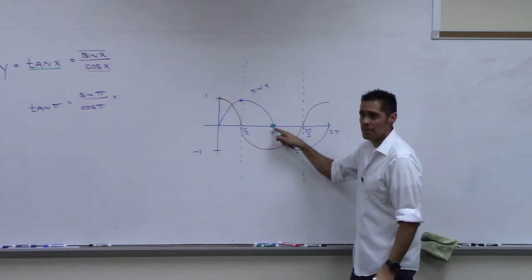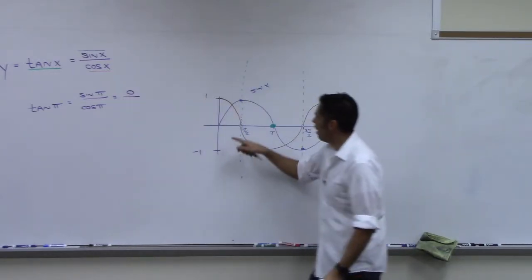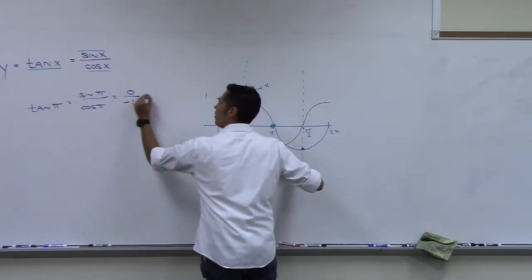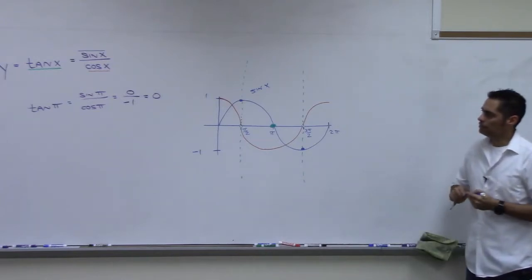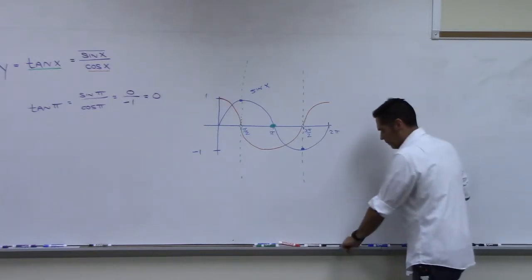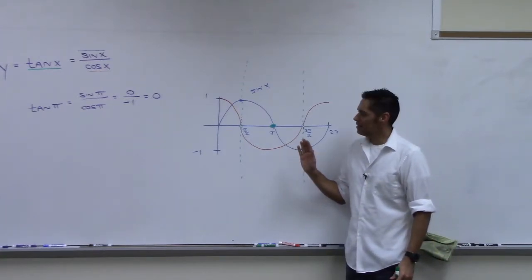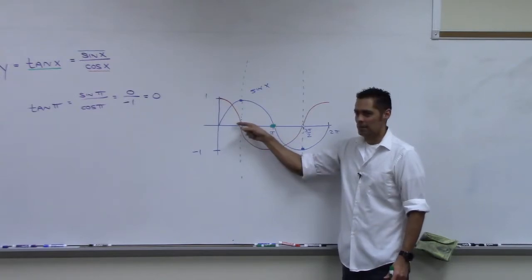At pi, sine is 0. So the top is 0. And then cosine of pi, which is the red one, is down here at -1. So I get -1 there, and that gives me 0, right? Okay. Now, let's start moving this way, all right?